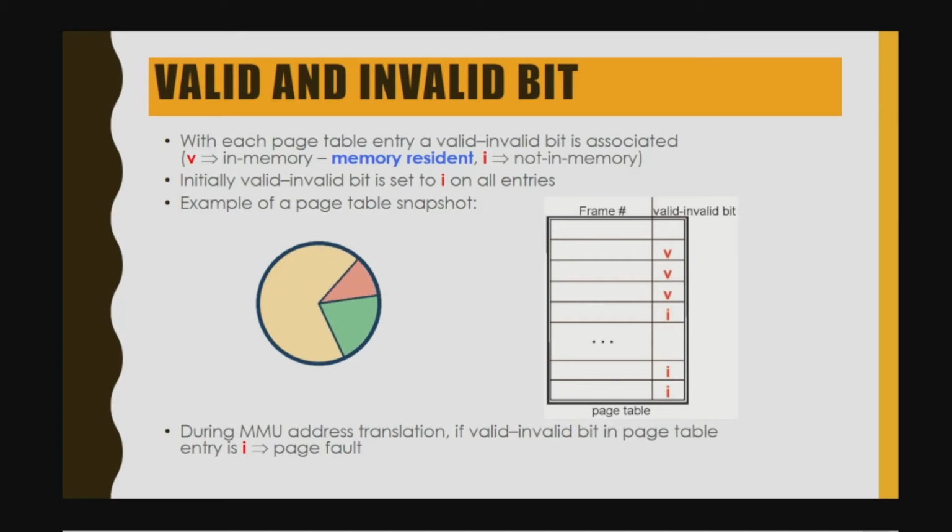Okay, example of a page table snapshot. So this part is the page table. In the page table, we have the frame and we have the bit that gives a status, valid or invalid. I means invalid, V means valid. So during MMU address translation, if the valid-invalid bit in the page table entry is I, it is a page fault because it is invalid. V, so that means okay.